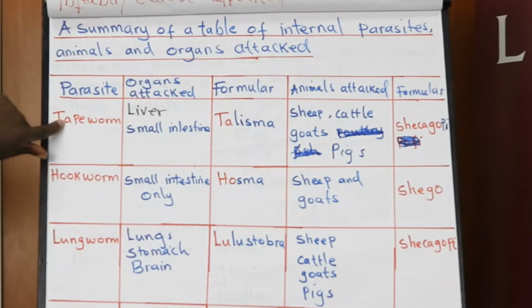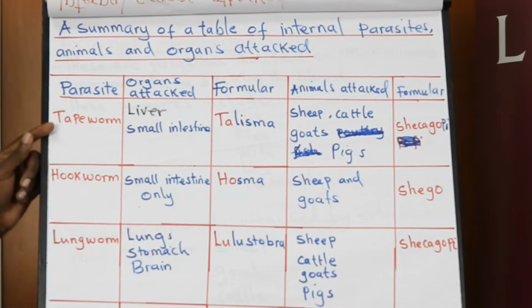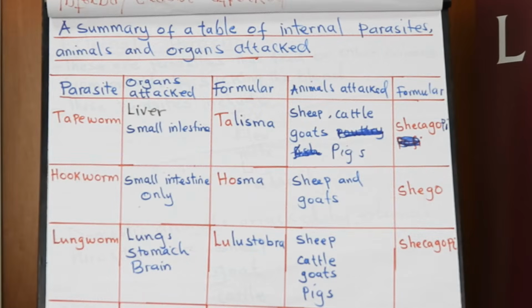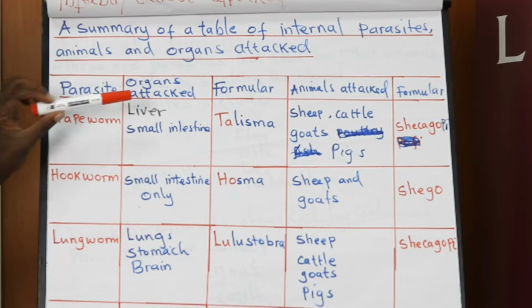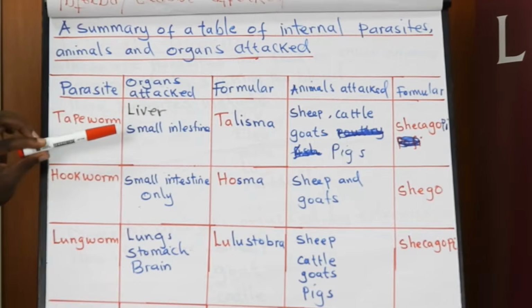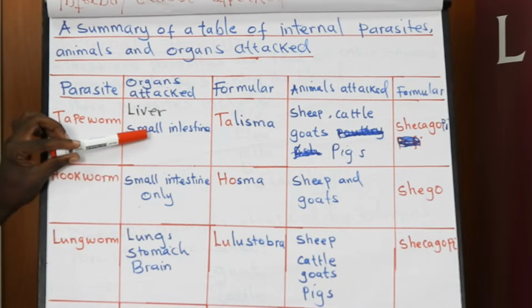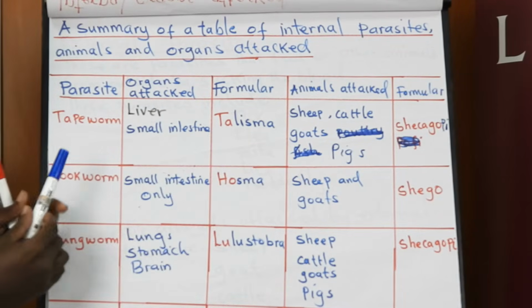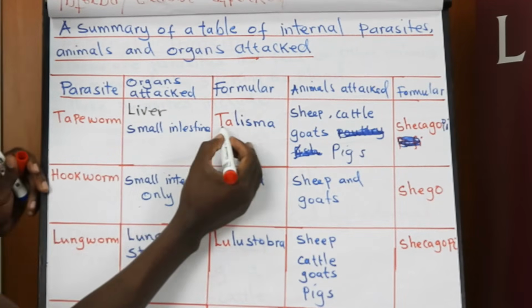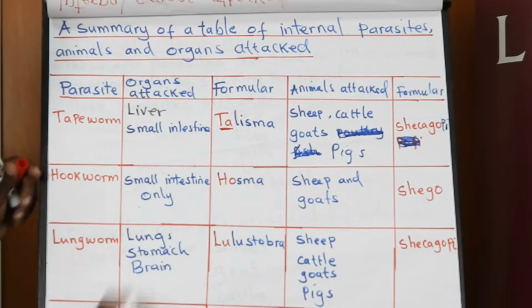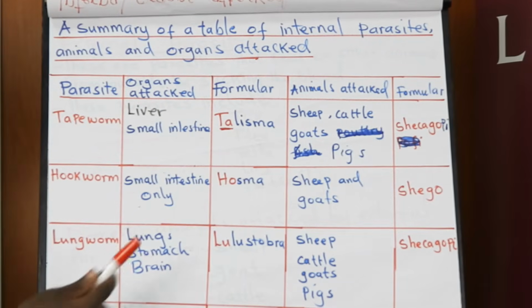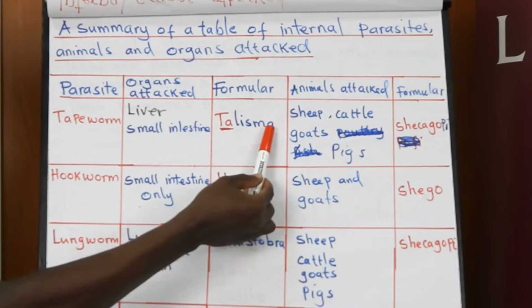We have a column of parasites, and the first internal parasite here with me is the tapeworm. Which organs are attacked by the tapeworm? The liver and the small intestine. And for easy mastering, we have a formula, Talisma. You've seen the word Ta written in red marker pen, which stands for the tapeworm, and the organs attacked: liver and small intestine.